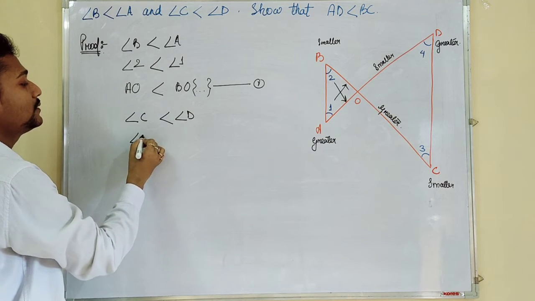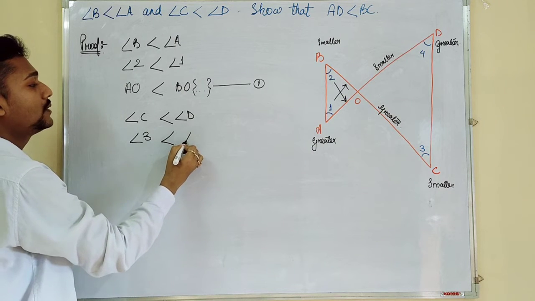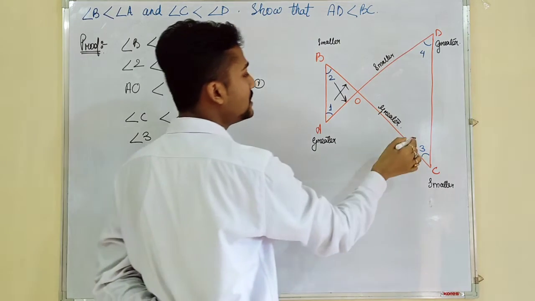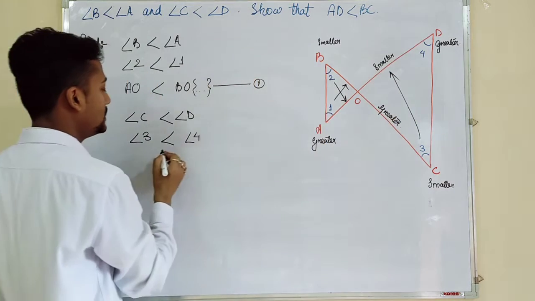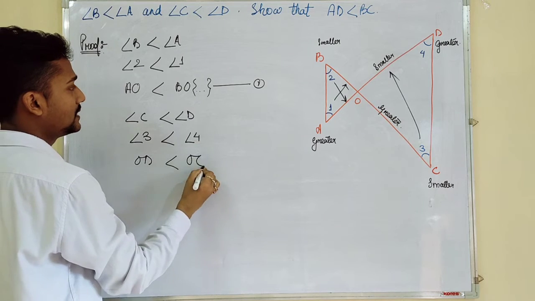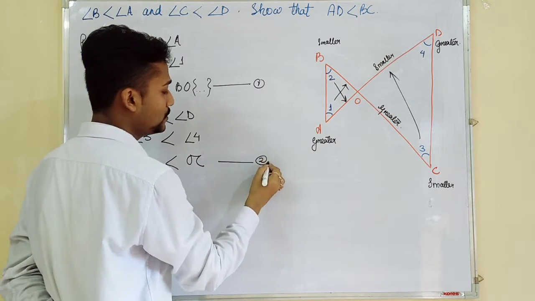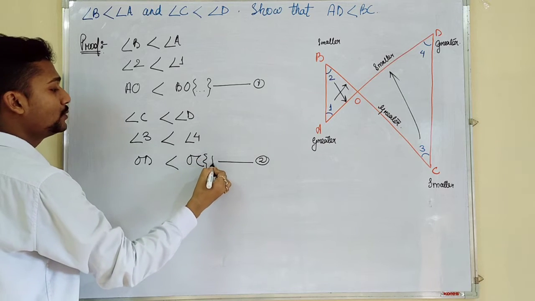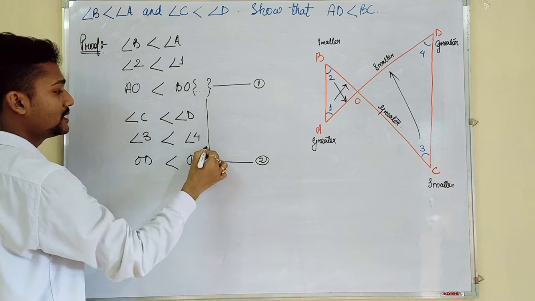Angle C is equal to angle 3 and angle D is equal to angle 4. That means what is opposite of 3? Opposite of 3 is OD and opposite of 4 is OC. Isn't it? Mark it as 2. So from here also you need to put the reason. It will be the same.